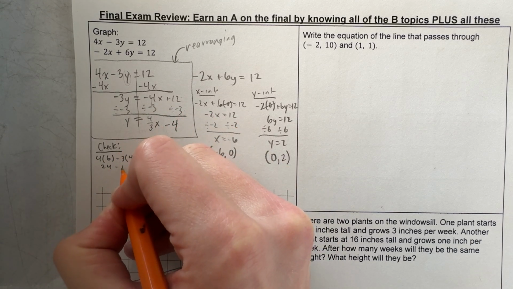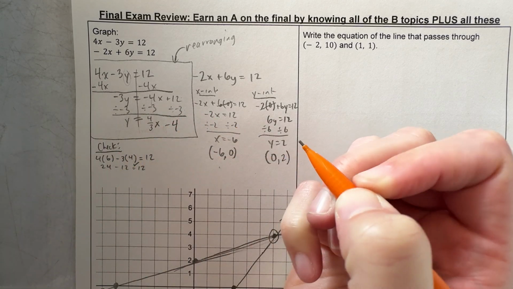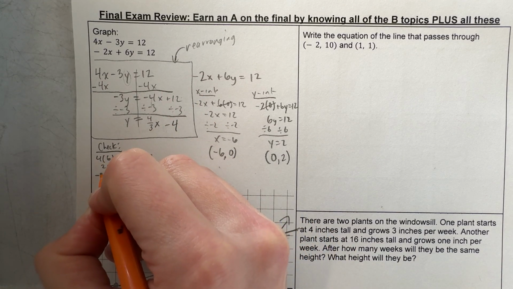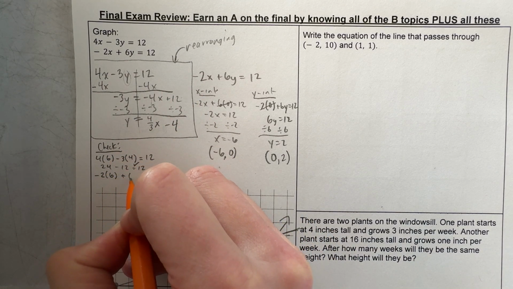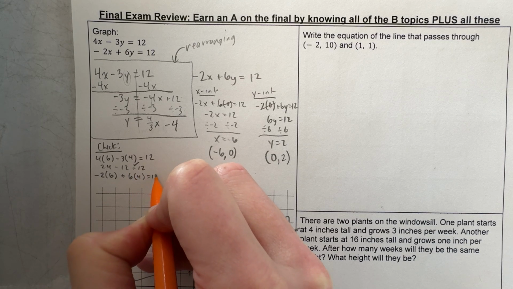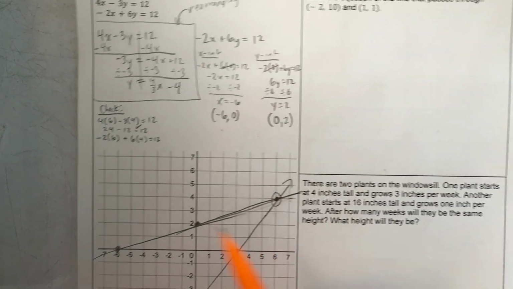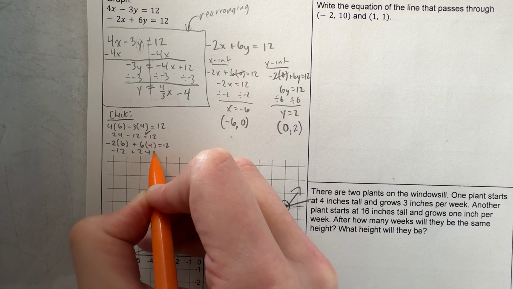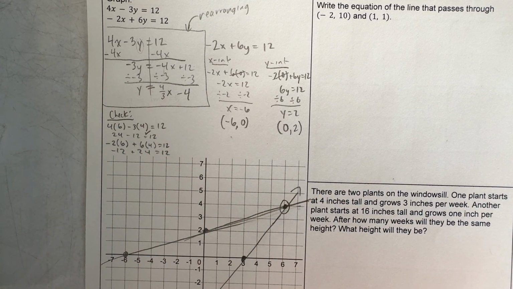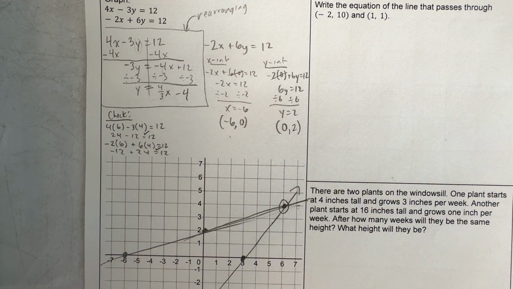Does this work? Look, 24 minus 12 equals 12. Yeah, that's true. It works in the first equation. Let's check it in the second equation. It was 6 and 4 where my solution point was, right? Look here, 6, 4. Let's do it. This is negative 12 plus 24. Hey, that does equal 12. Okay, so we're good. It works.